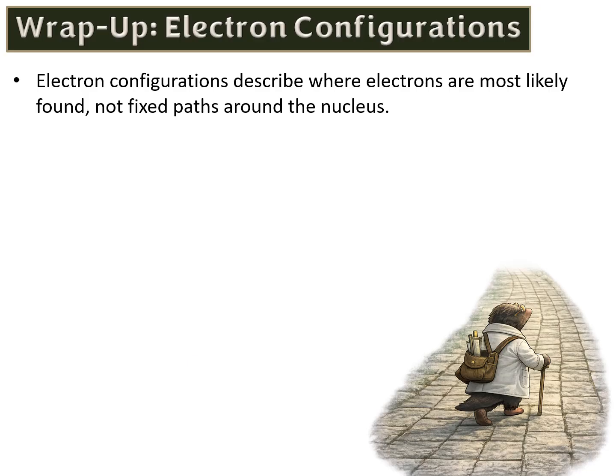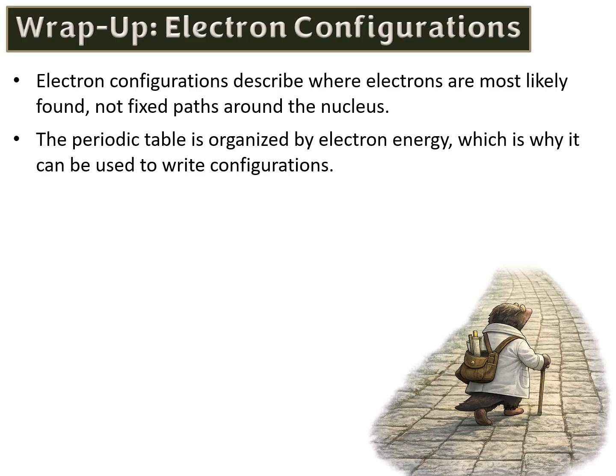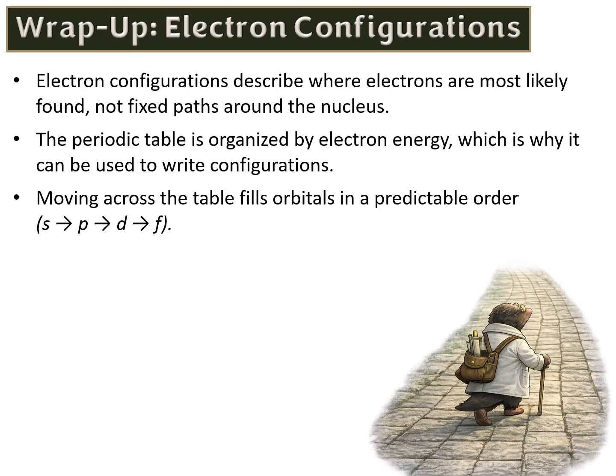All right, so wrap up. Electron configurations describe where electrons are most likely to be. It is not like the Bohr model where we have those fixed paths. The periodic table is organized by electron energy. It's also organized into blocks, which allows us to directly read the electron configurations off of it.